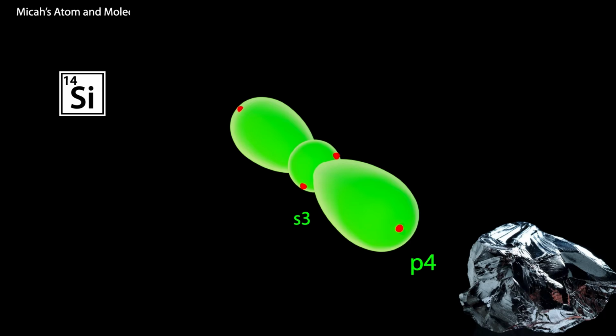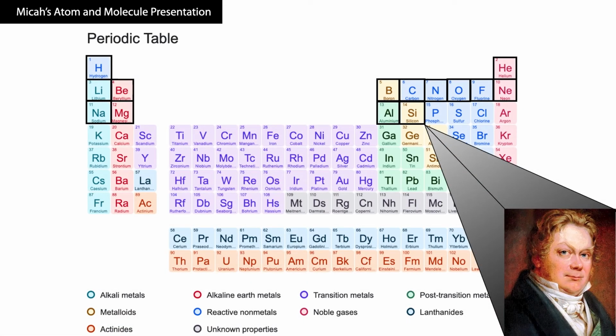Always with 2. Silicon is the second most abundant element in the Earth's crust. It's found in sand, glass, and computer chips. In 1824, Jan Jacob Berzelius separated pure silicon from oxygen.